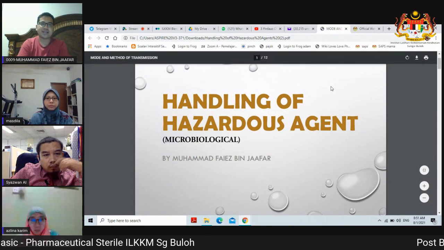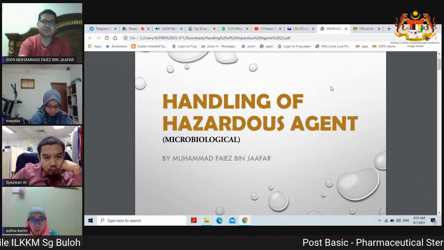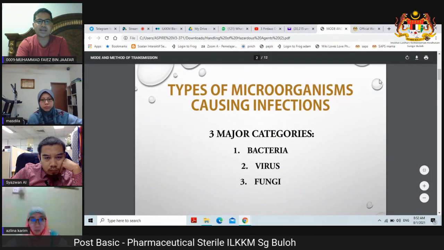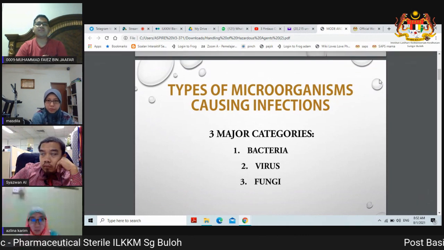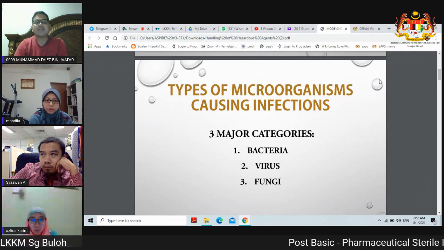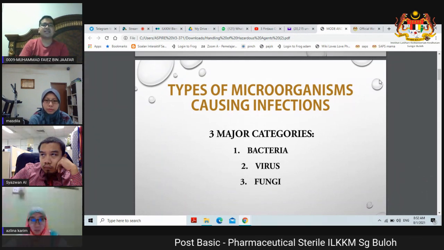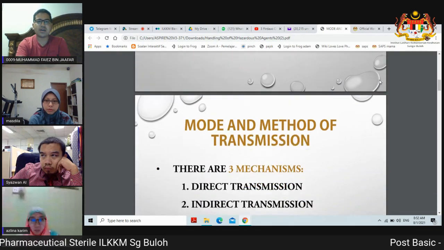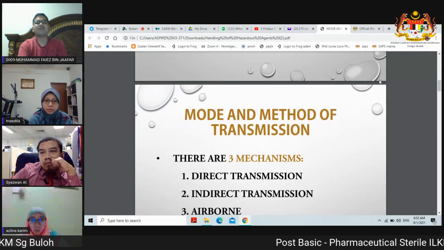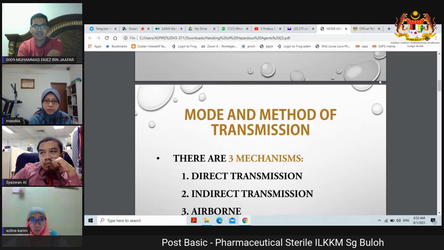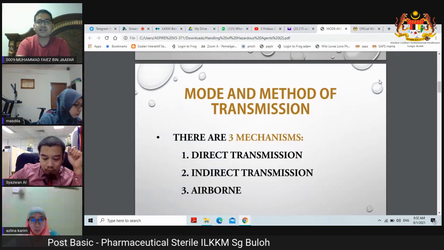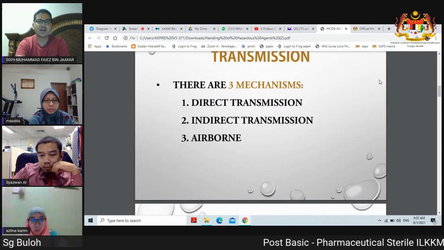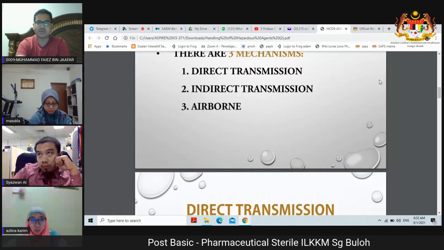Yang seterusnya ini adalah aktiviti 1, handling of hazardous agent. Plasma causing infection. 3 major kategori yang menyebabkan infection. Yang pertama kita ada bakteria, yang kedua virus, yang ketiga adalah fungi. Ini adalah dia punya mekanisme of transmission, method of transmission. Kita ada 3 juga: direct transmission, yang kedua indirect transmission, yang ketiga satu mekanisme ke mana ia merebak.